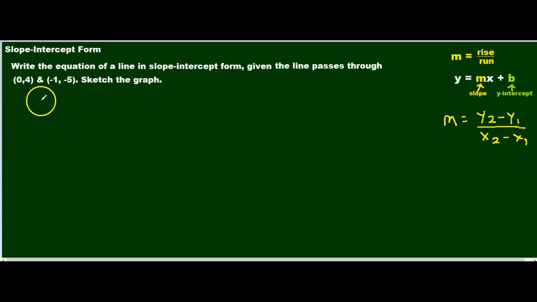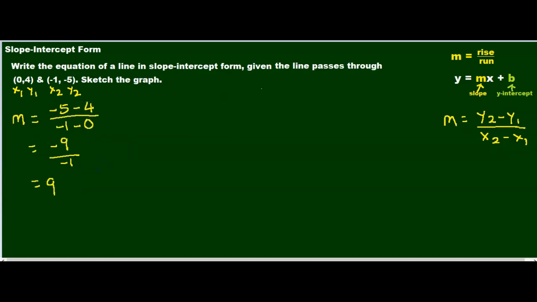So let's find our slope. M is, let's label this x1, y1, x2, y2. So my y2 is -5 minus y1, which is 4, over x2, which is -1, minus x1, which is 0. Simplify. -5 minus 4 is -9 over -1, which gives me a positive 9. I'm going to move that over here.